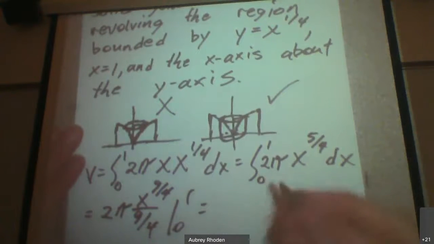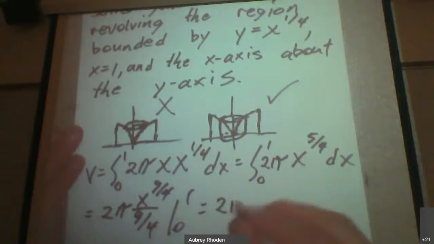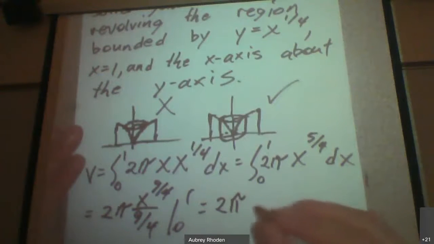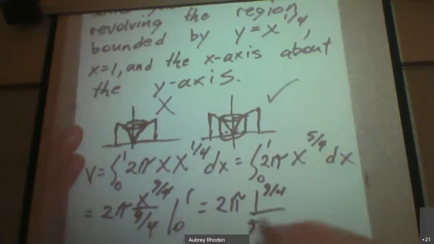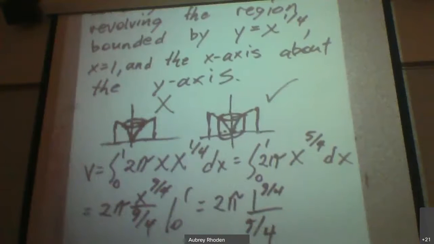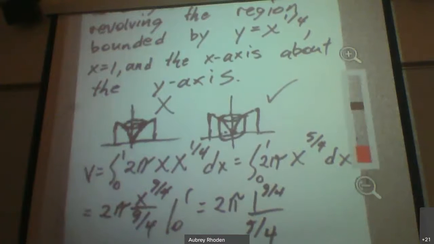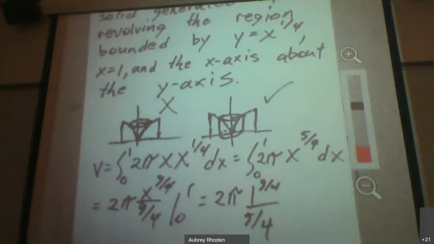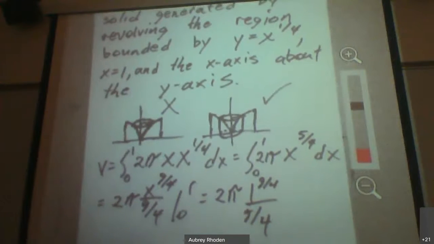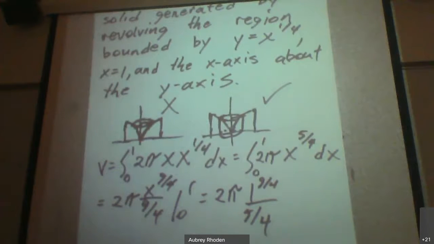Well, this is going to be a little silly, but this is going to be 1 to the 9 divided by 4, divided by 9 divided by 4. And of course, you can simplify this thing, but that's basically all there is to it.